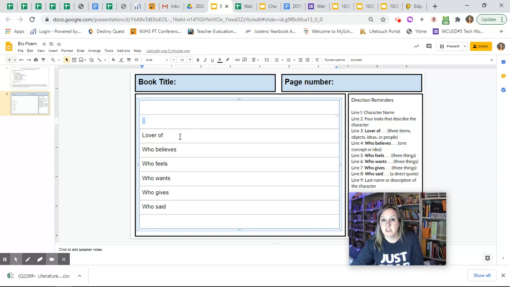Then for the next line, which is line 3, it says lover of. So it says 3 items, objects, ideas, or people. So you would say like lover of gymnastics, comma, helping her friends, comma, and being on the honor roll, or whatever is important to your character. It's going to be unique to your character. What you're not going to do is say something like this: lover of people and animals and stuff.